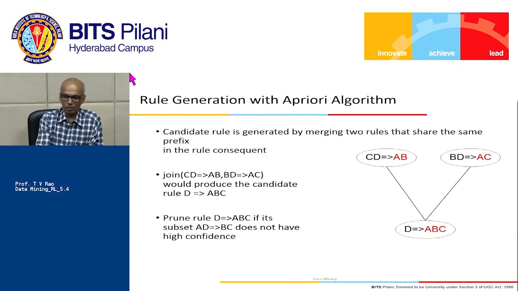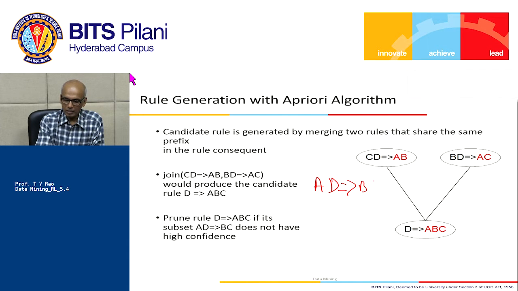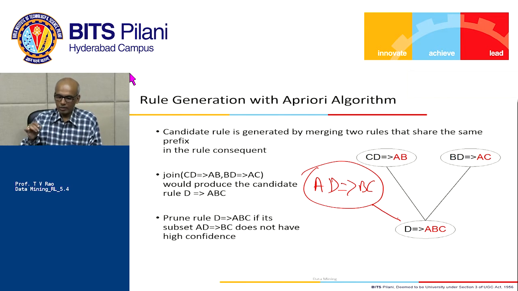But we can prune this if we realize that AD implies BC does not have the greater confidence. Because if there is a rule AD implies BC, then we know that this will also lead to this, and the confidence for this rule will be lower than for this rule. So we can prune this rule based on the lower confidence for this rule. Essentially, because D is a subset of AD, it is going to have a higher level of support.